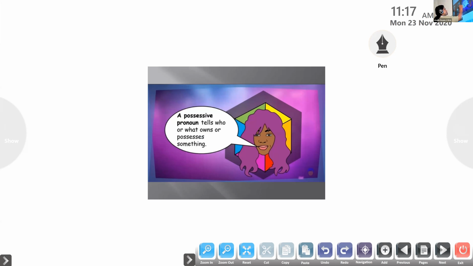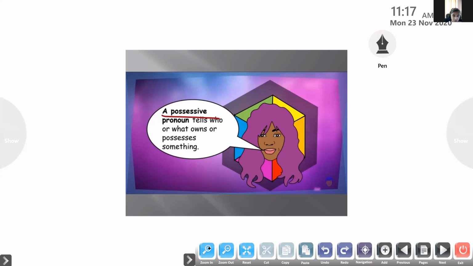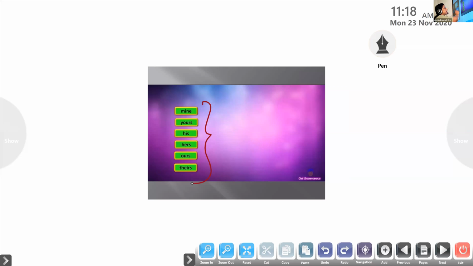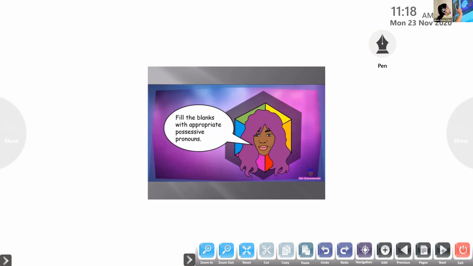Now we'll move on to the possessive pronouns once more. A possessive pronoun is nothing but what or who owns something. If your father owns a car, we say it is his car. If your mother owns a scooty, we say it is her scooty. If I own a bike, I say it is mine. Accordingly it differs. These are the six possessive pronouns. For it, we say its. So there are seven possessive pronouns.